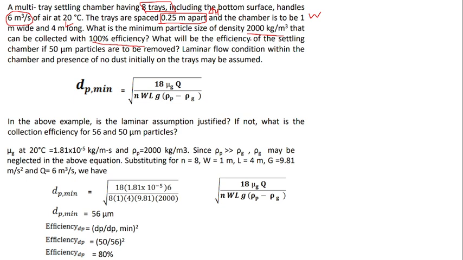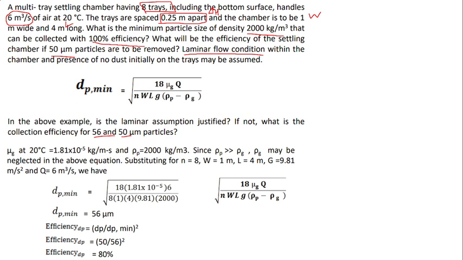What will be the efficiency of the settling chamber if 50 micron particles are to be removed? Laminar flow condition within the chamber and the presence of no dust initially on the trays may be assumed. In the above example, is the laminar assumption justified? Initially, they are asking you to solve this problem by assuming the laminar flow condition. And they are asking whether this laminar assumption is justified or not, whether it is laminar or turbulent. Then, if it is not laminar, what is the collection efficiency for 56 micron and 50 micron particles? So this is the question.